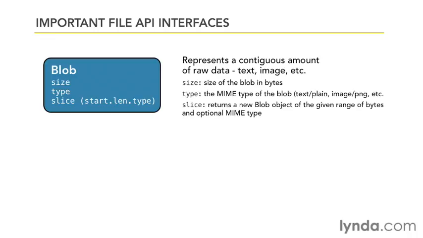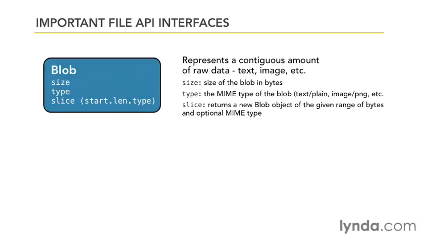There are three properties here. There's the size property, which is the size of the blob in bytes. There's the type, which is the MIME type of the blob, and that's either text/plain, image/png, whatever the MIME type is. And then there's a slice function. Now, we'll work with slices later, but basically slice returns a new blob object of the given range of bytes, and optionally you can specify a MIME type.